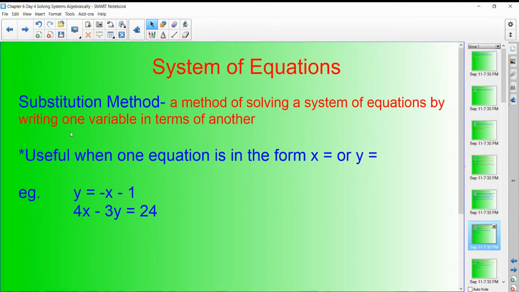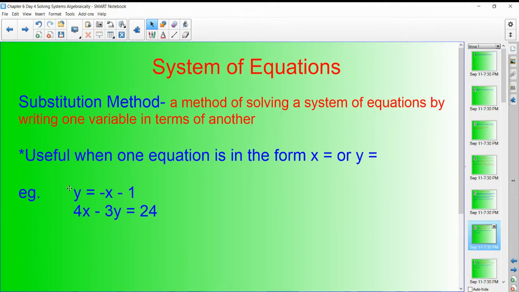Okay, it's great when one variable is in terms of another, and we can do a replace. So it's super useful when one equation is in the form x equals or y equals. And we'll look at this example down here. So we have an equation in slope-intercept form, y equals negative x minus 1. And then we have an equation in standard form. Now, just looking at the bottom equation, we've learned how to get x by itself or y by itself. But I want a numerical value for x or for y.